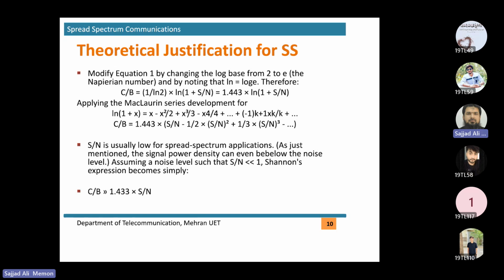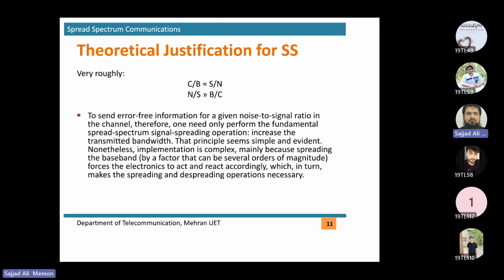So the capacity to bandwidth ratio can be greater than 1.443 into the signal to noise ratio. So very roughly you can manipulate the equation. So this will be the noise to signal ratio is greater than bandwidth to capacity. To send error-free information for a given noise to signal ratio in the channel, therefore, one need only perform the fundamental spread spectrum signal spreading operation, increase the transmitted bandwidth.